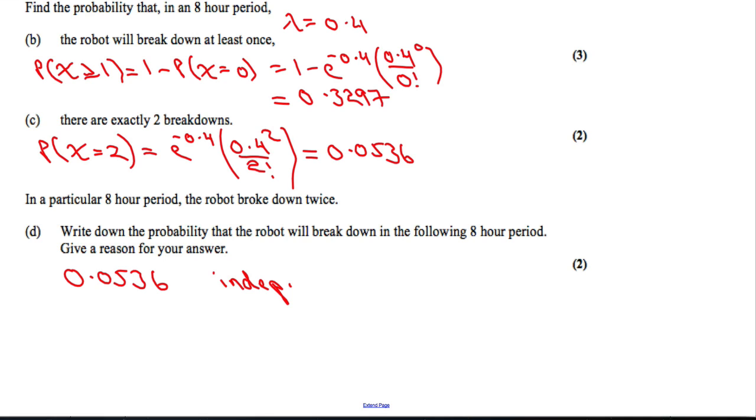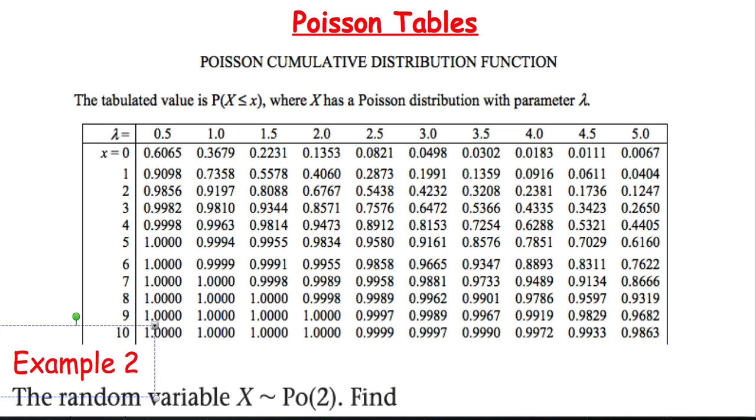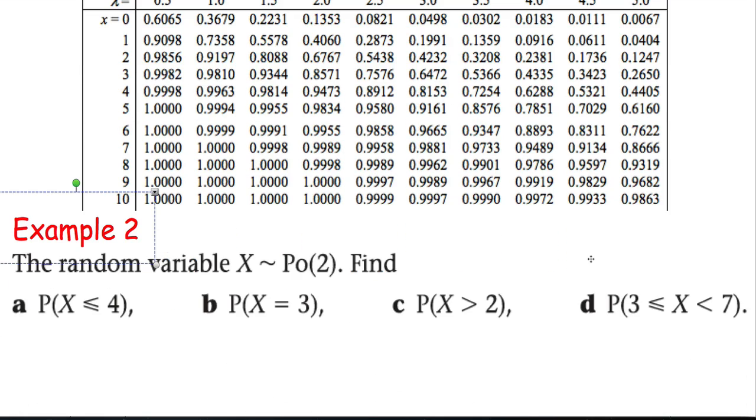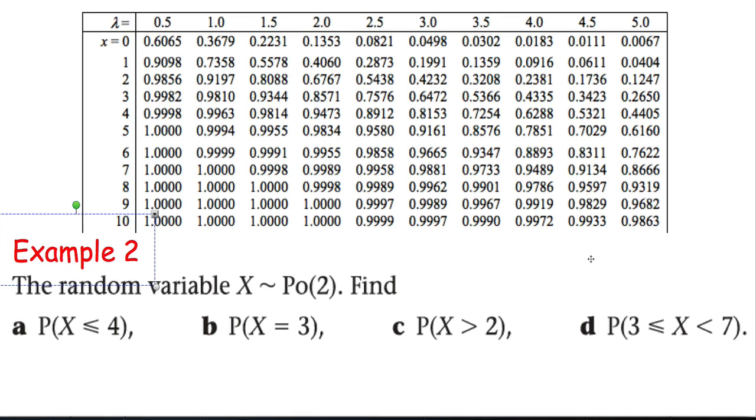Okay, let's move on now to the next part of this video, which is going to be all about using the tables. So this is what your tables look like. Quite similar to what before. Remember, they're cumulative tables, so they tell me the probability that x is less than or equal to a particular value of x. So let's just have a look at the example and we get an idea of how to utilize these tables.